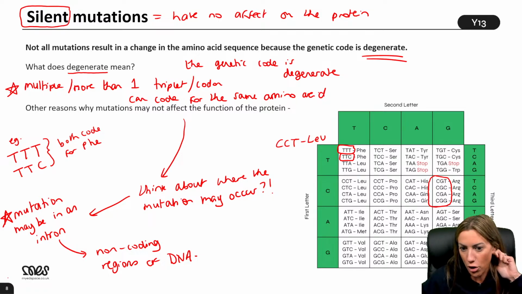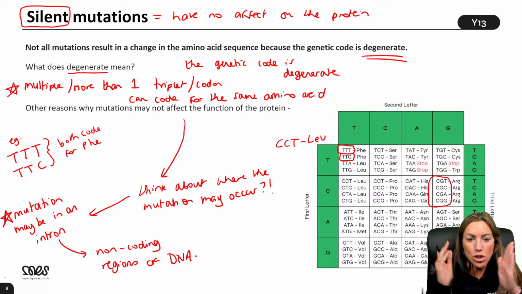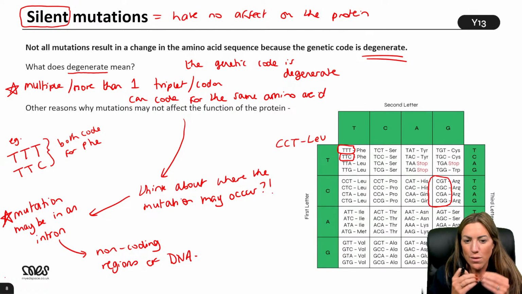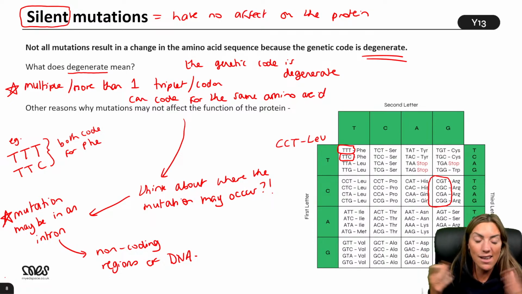Is intron non-coding? Yes. So obviously in DNA, some parts of the DNA are what we call non-coding parts. They don't actually code for amino acids in the final protein. And those parts just get removed anyway. So after transcription, they get removed from the mRNA. So it doesn't matter really if there's a mutation in there.